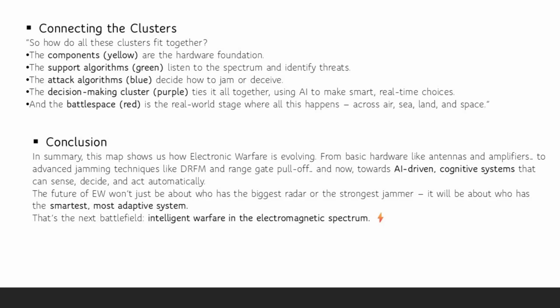Conclusion. In summary, this map shows us how electronic warfare is evolving. From basic hardware like antennas and amplifiers, to advanced jamming techniques like DRFM and range gate pull-off, and now towards AI-driven cognitive systems that can sense, decide, and act automatically. The future of EW won't just be about who has the biggest radar or the strongest jammer. It will be about who has the smartest, most adaptive system. That's the next battlefield: intelligent warfare in the electromagnetic spectrum.